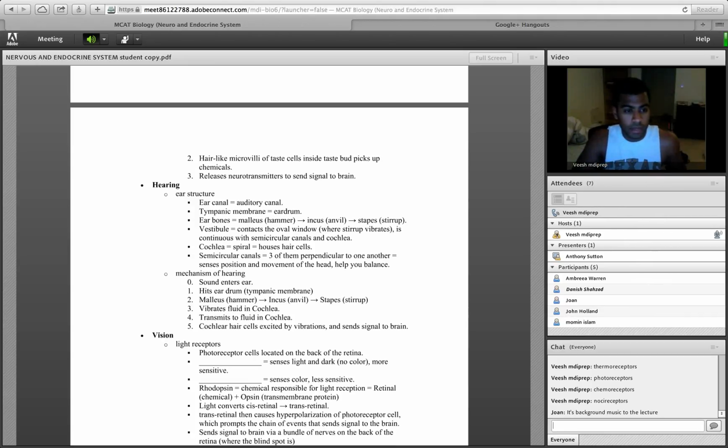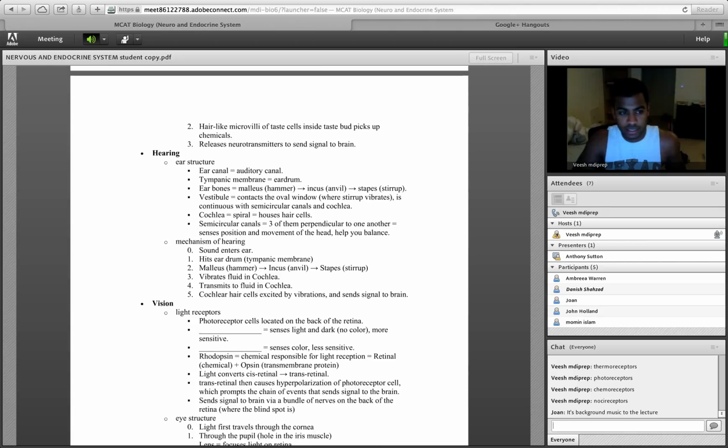And the actual mechanism of hearing goes like this. Sound enters the ear, then that hits the eardrum, which is the tympanic membrane, and then the different bones, the malleus, the incus, and the stapes, vibrate. That causes vibrations in the fluid in your cochlea, and then the cochlear hair cells are excited by these vibrations, and they send a signal to the brain, and then you hear.